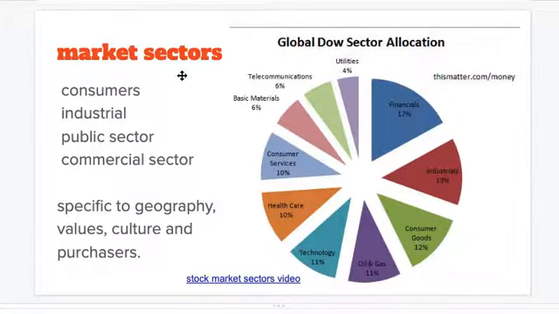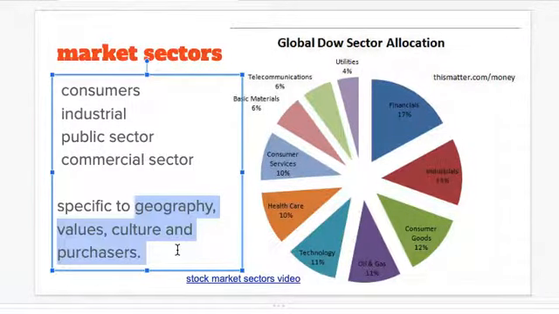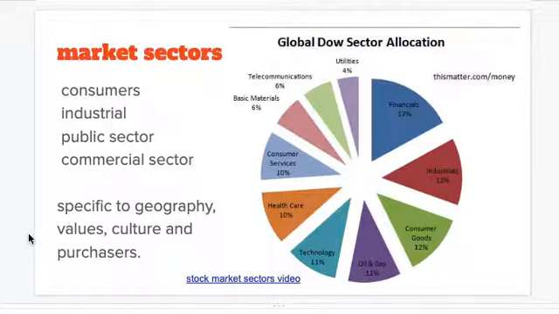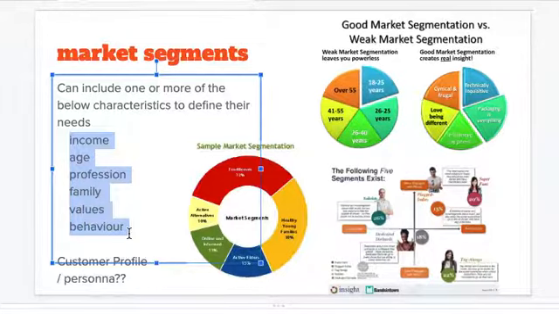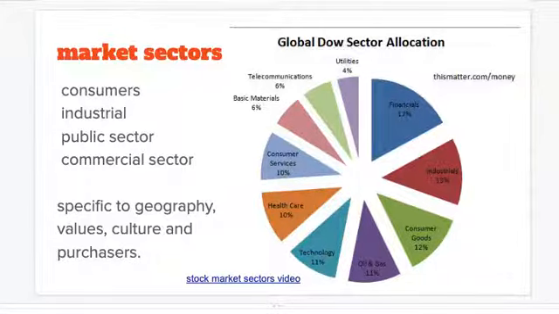Really, a couple of those terms are the things that are important that make the difference. So if we flip back, you can see the difference in the sector are things like geography, values, culture, who those purchasers are. Those are important, but then focusing more on the segments are these types of characteristics like income, age, profession, family, values, and behaviors. Okay? So pay attention to those two things, those two characteristics.